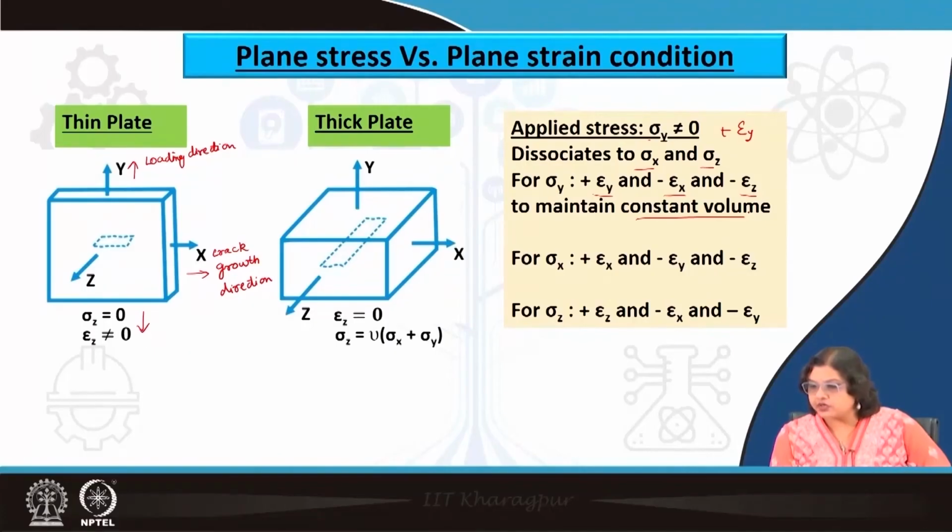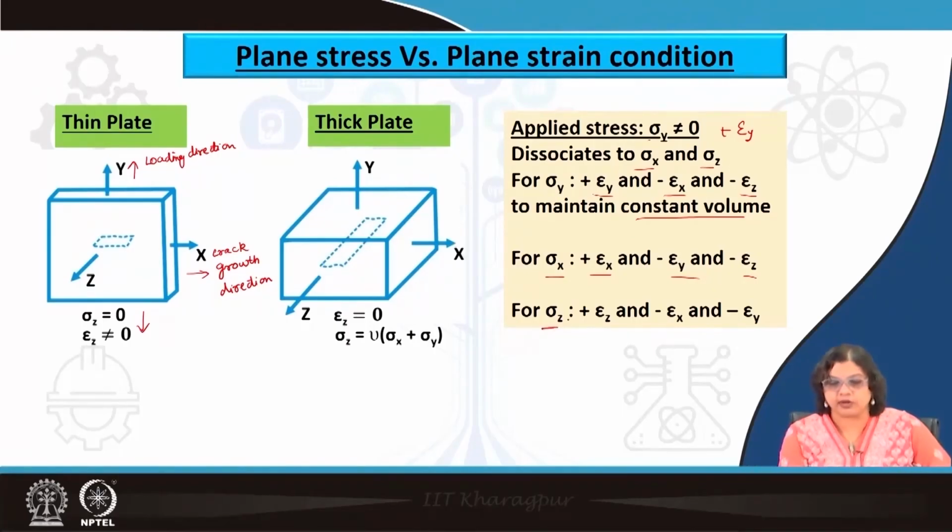So, for each of these conditions, we can determine the positive values of strain and the negative values for x and z. As I said, x is the direction for the crack growth, so this will be counterbalanced there, but it is the z direction which is important.